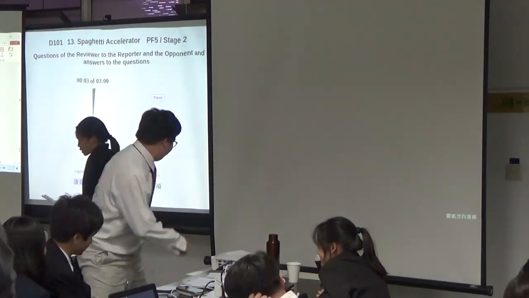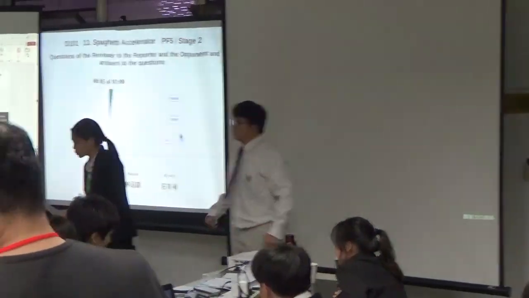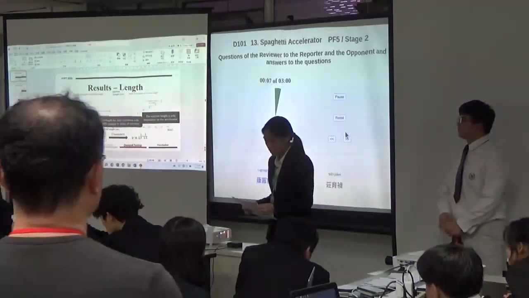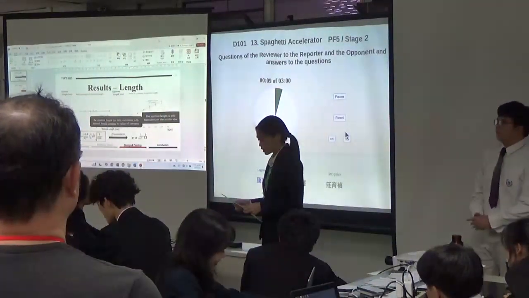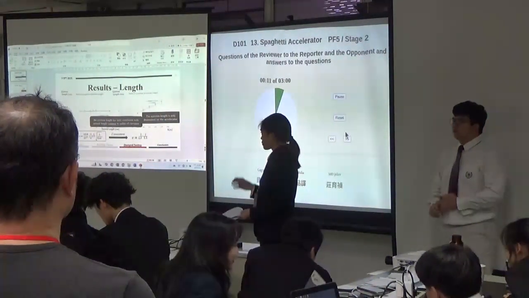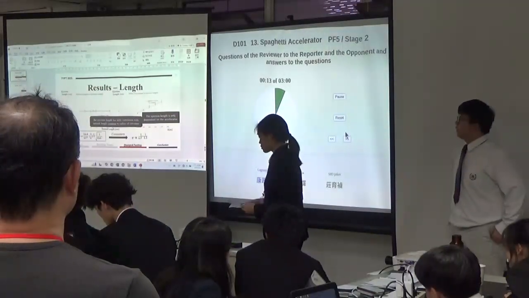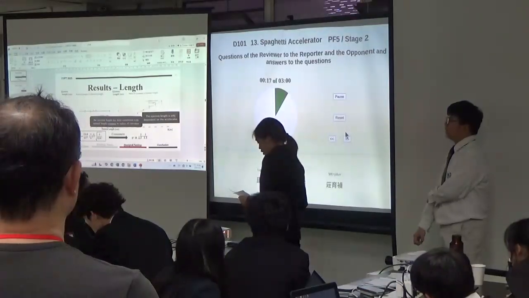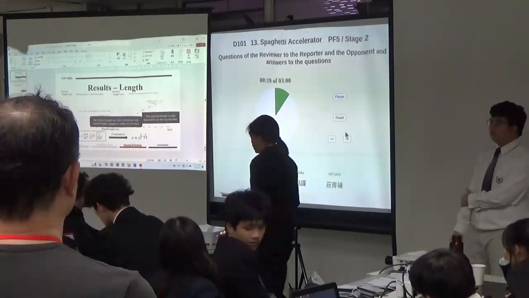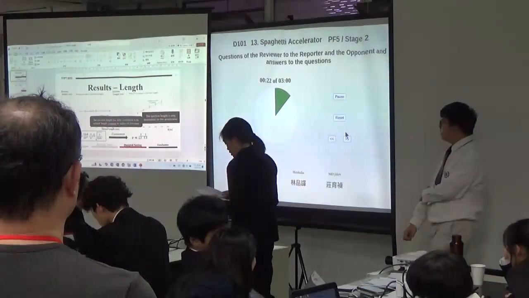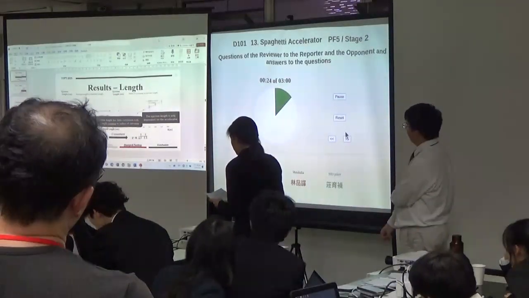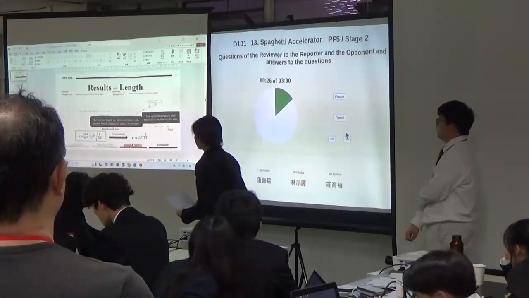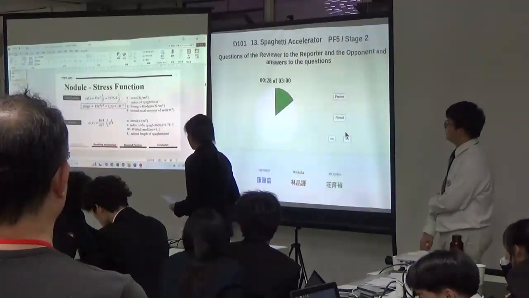First I want to ask both the reporter and the opponent: what is the dominant factor that will affect the ejecting speed of the spaghetti? The conversion of the accelerator. I agree with the reporter. And also, I want to ask the reporter to pay attention to page 13.